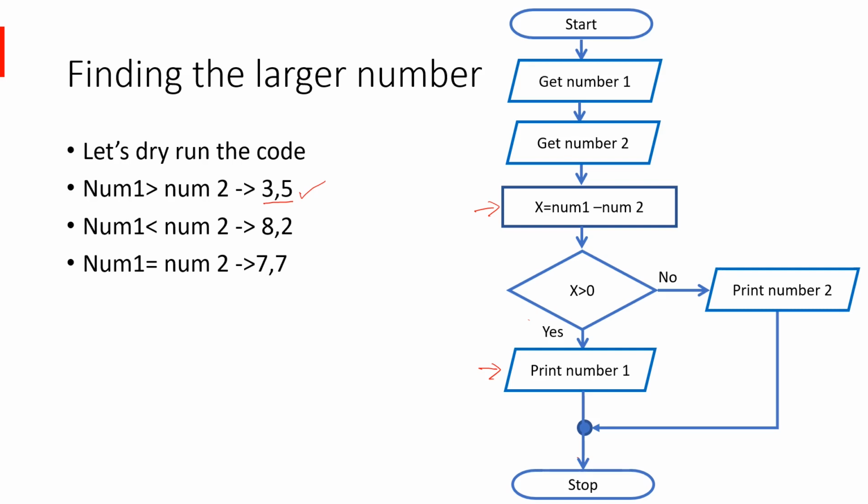Now consider the situation where both numbers are 7. We have 7 here, and 7 here. When you do the subtraction, this becomes 0. Now, the condition 0 greater than 0 is not satisfied, right? Since this condition is not satisfied, it goes here, executes no, and prints number 2. Number 2 is 7, so 7 will be printed as the largest number. However, we know that both of the numbers are the same. So you can see there is an issue. After that, you stop the program.